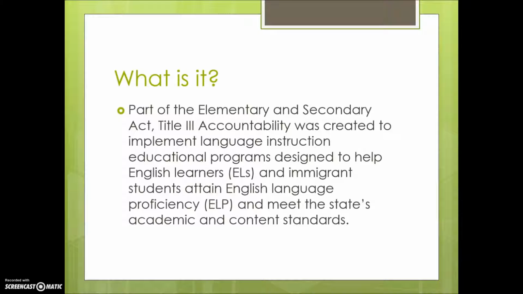So what is it? Well, Title 3 Accountability is part of the Elementary and Secondary Act. Title 3 Accountability was created to implement language instruction educational programs designed to help English learners and immigrant students attain English language proficiency and meet the state's academic and content standards.